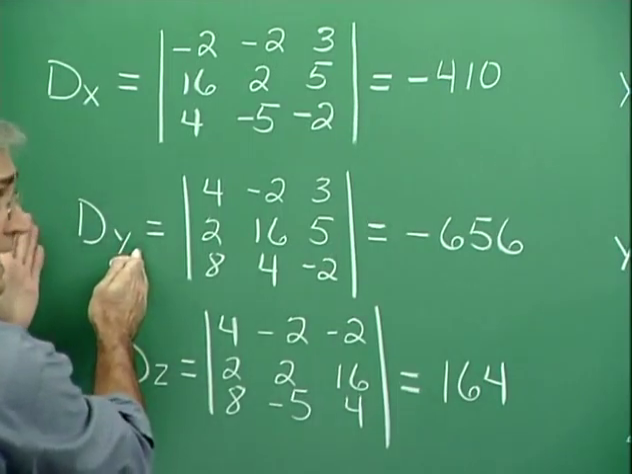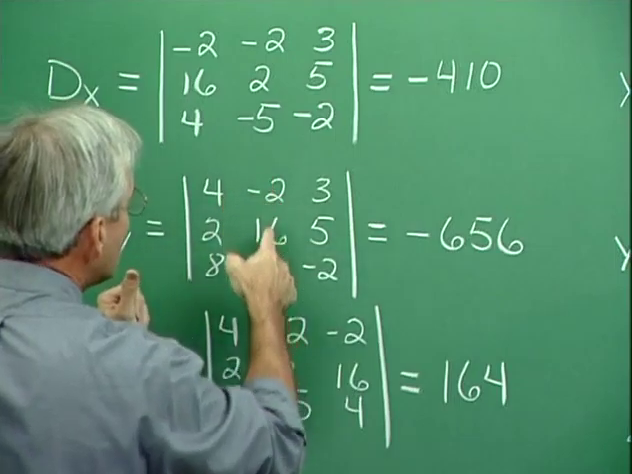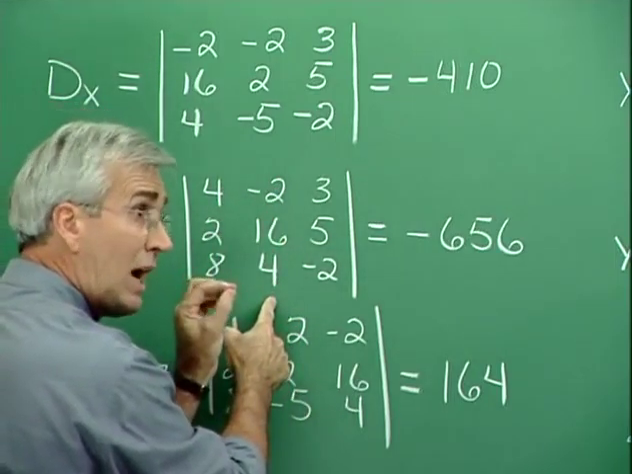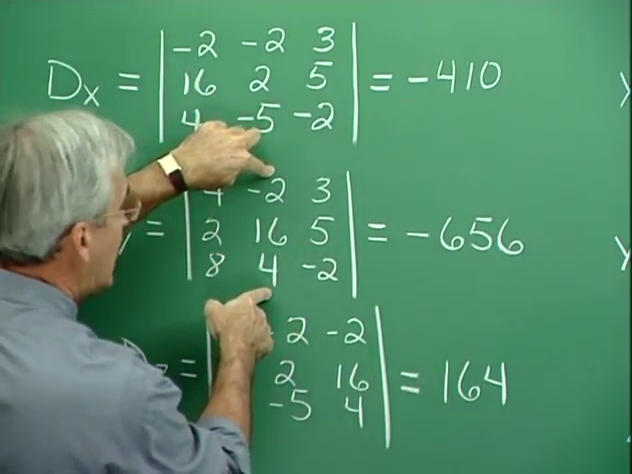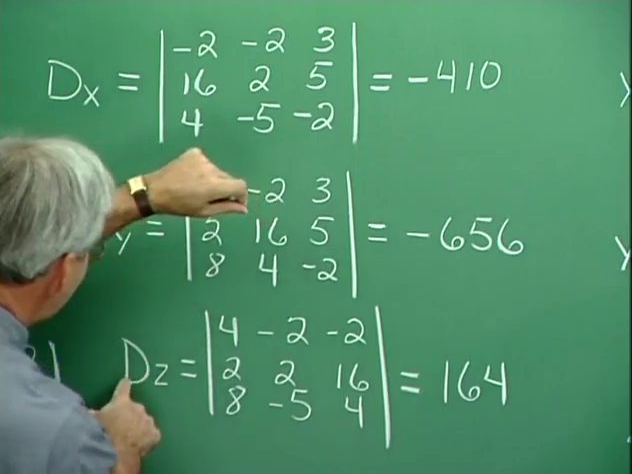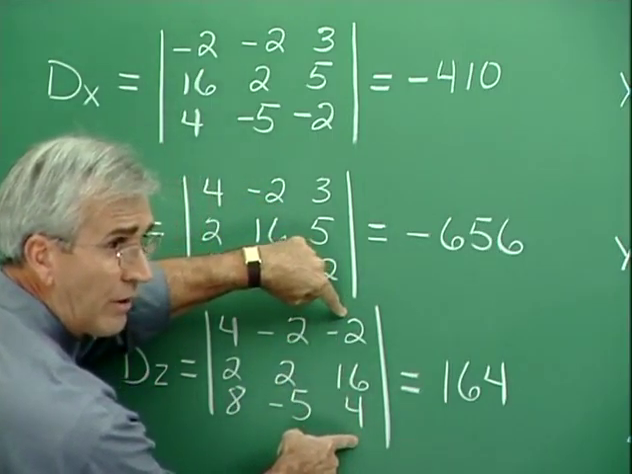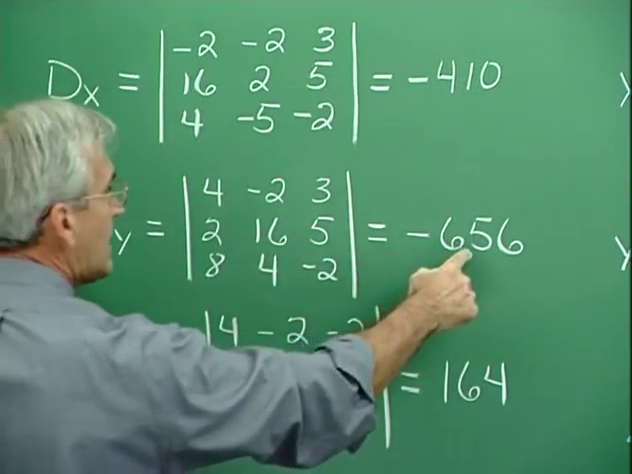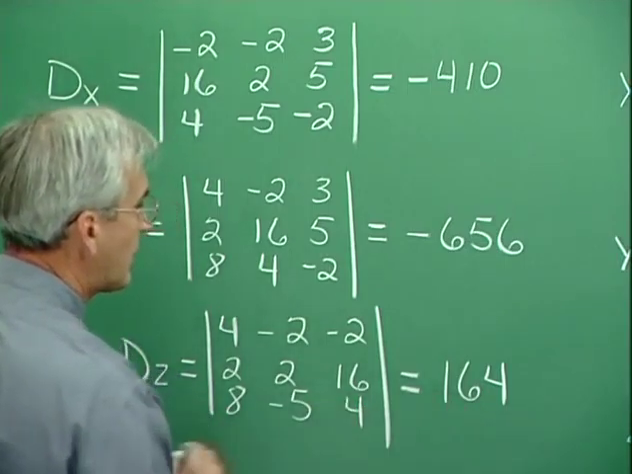The d sub y matrix turns out to be, well, take the values that were in the coefficient matrix as the coefficients of y, take those out and replace them with the constants, and here we go with this column. And then this same column will appear in d sub z as the values that were the coefficients of z. So that's how these are all formed. D sub y turns out to be negative 656, and d sub z turns out to be 164.